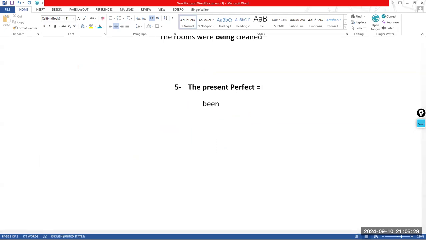Now apply the 3 steps. Step number 1. Wait, where is the example? Let me write the example. John, I'm not going to change the example. John has cleaned the room. And as I told you, because we have perfect, I have to use been. Now I have to apply the same steps. The room is the object. Number 2, I have to maintain the tense. Present perfect, the room is singular, so I have to write has, and I have to write been. Finally, step number 3, I have to write the verb 3 of the main verb, which is cleaned. So the room has been cleaned.